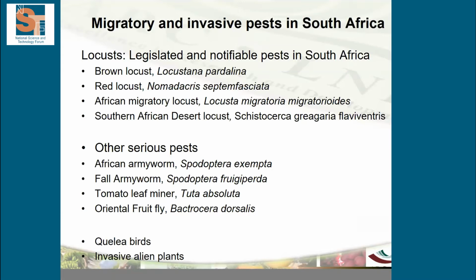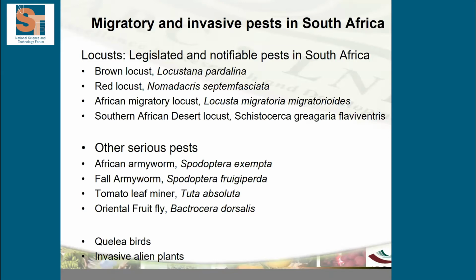Since about 1911, locusts were the first pests to be legislated by the new Government of the Union of South Africa. In South Africa, we have 4 species: the brown locust, the red locust, the African migratory locust, and the southern African desert locust. This one is a subspecies of our more infamous North African desert locust.